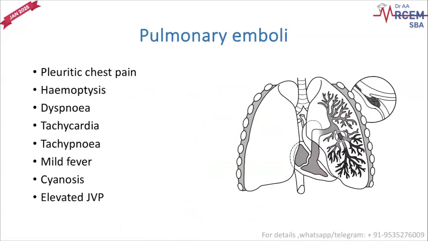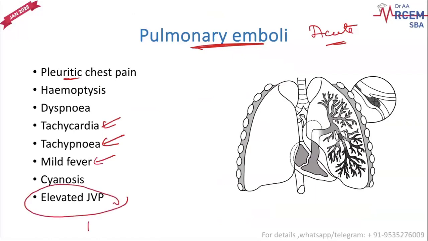The treatment I'm not discussing here because the treatment for PE and DVT is one and the same. What is PE? PE is pulmonary emboli. It is an acute condition, so the presentation will be acute. There is acute breathlessness along with chest pain, which is a pleuritic kind of chest pain, along with some amount of blood on cough. Because the patient is short of breath, there's tachycardia, tachypnea, and sometimes even mild fever might be present. Signs of right heart failure, right ventricular failure, can be present in this patient.